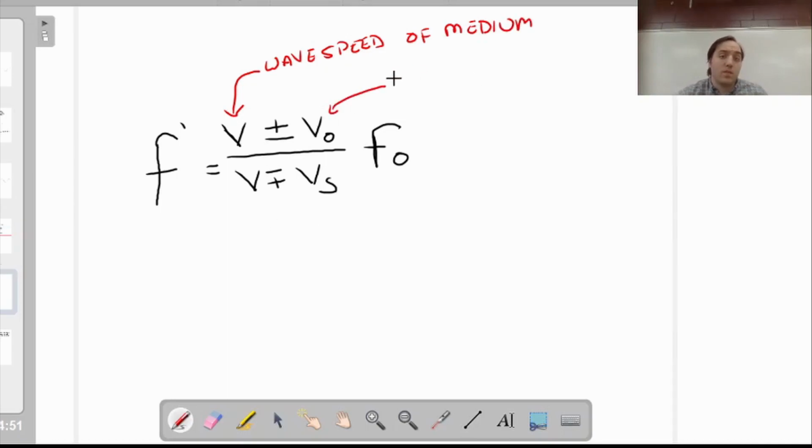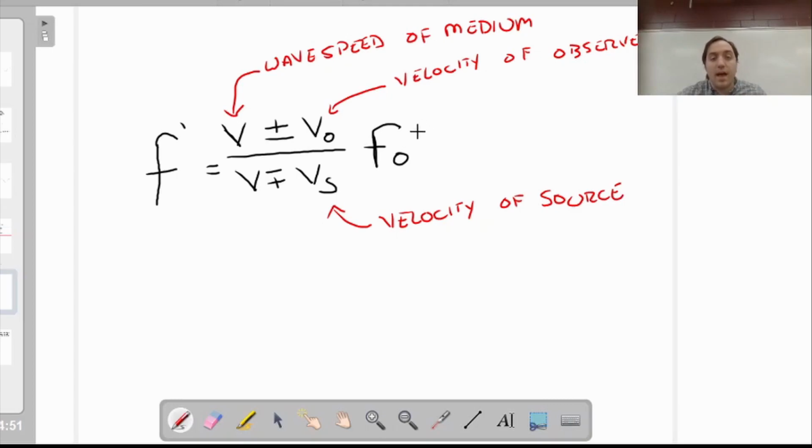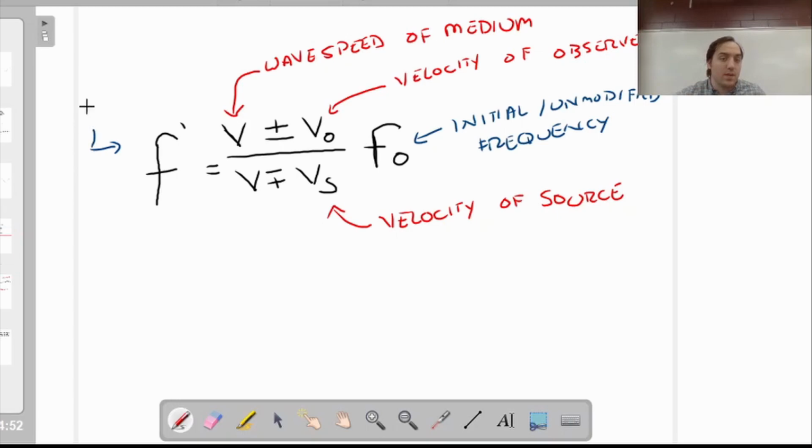VO is the velocity of the observer. Vs is the velocity of the source. F naught is the initial frequency. It's the frequency if nothing was modified, changed, adjusted, if no one was moving. Where F prime is your observed frequency, your perceived frequency.